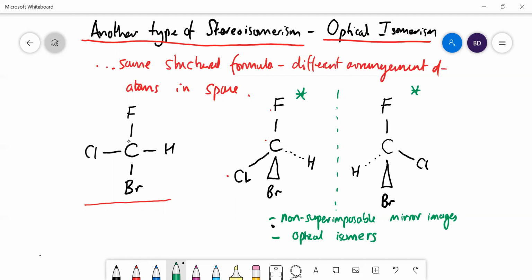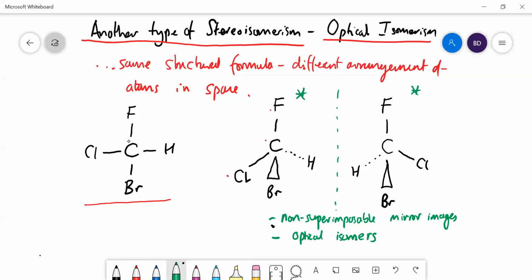The usual analogy here, and it's a good analogy, is if you get your left hand and your right hand and put them together, they're mirror images of each other. Your two palms fit together. But if you try and superimpose your right hand over your left hand, you can't do it. So that's what we've got there: these are non-superimposable mirror images.